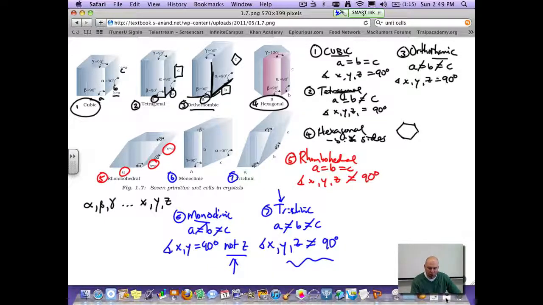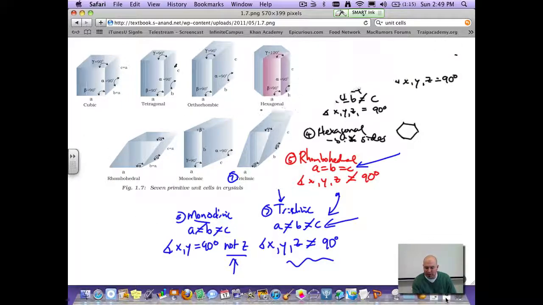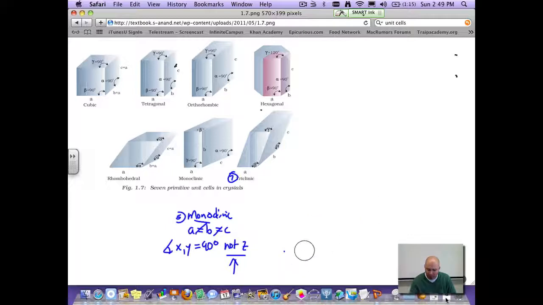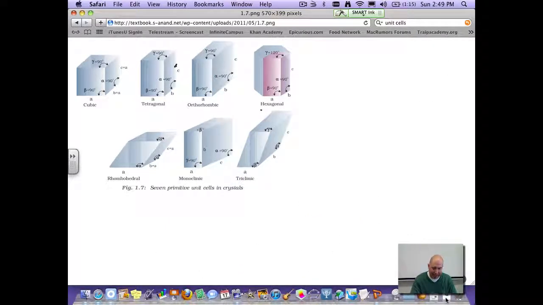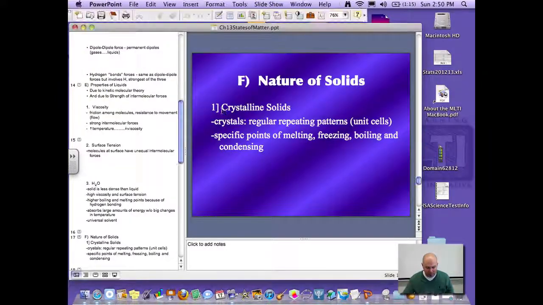Okay? Notice monoclinic and triclinic and rhombohedral are kind of similar. The difference being that A, B, and C are equal in a rhombohedral, not equal in a triclinic. These are your 7 unit cells. All crystalline solids are made up of these unit cells. Okay? Now there is a little arrangement. We have face-centered and body-centered and all that stuff, but for our basic primitive unit cells in crystals, these are the 7. So any solid that's a crystal is going to be made up of one of these 7 unit cells. Let's get on back here.